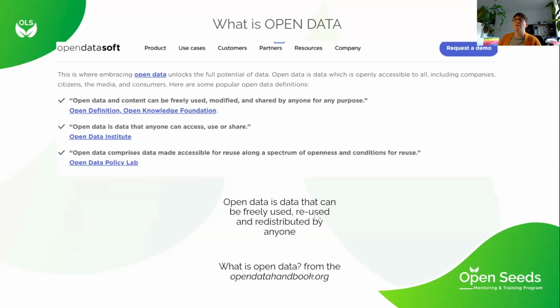Like open science, there are tons of definitions of open data, but all of them usually encompass that open data is data that can be freely reused and redistributed by anyone. Let's keep these three things in mind. Yes, so it has to be freely used, reused, and redistributed by anyone. These things seem too easy again, but they have to be done properly because otherwise your data is not really open.